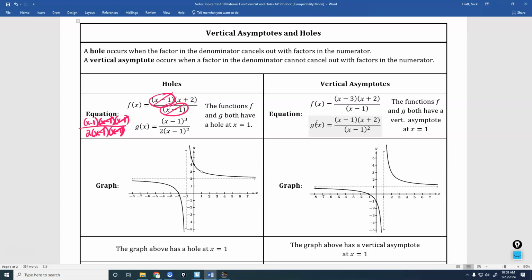Yes? The x minus 1 on the top, you had one x minus 1 on the top that did not cancel, and then just the number 2 is left on the bottom.